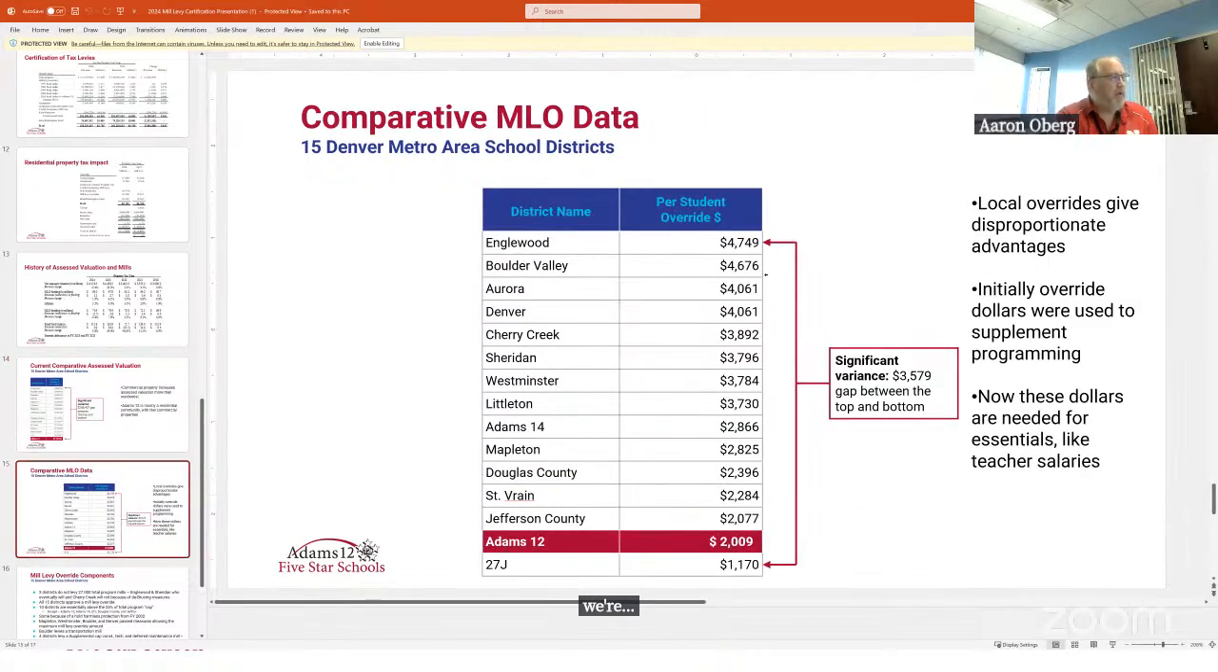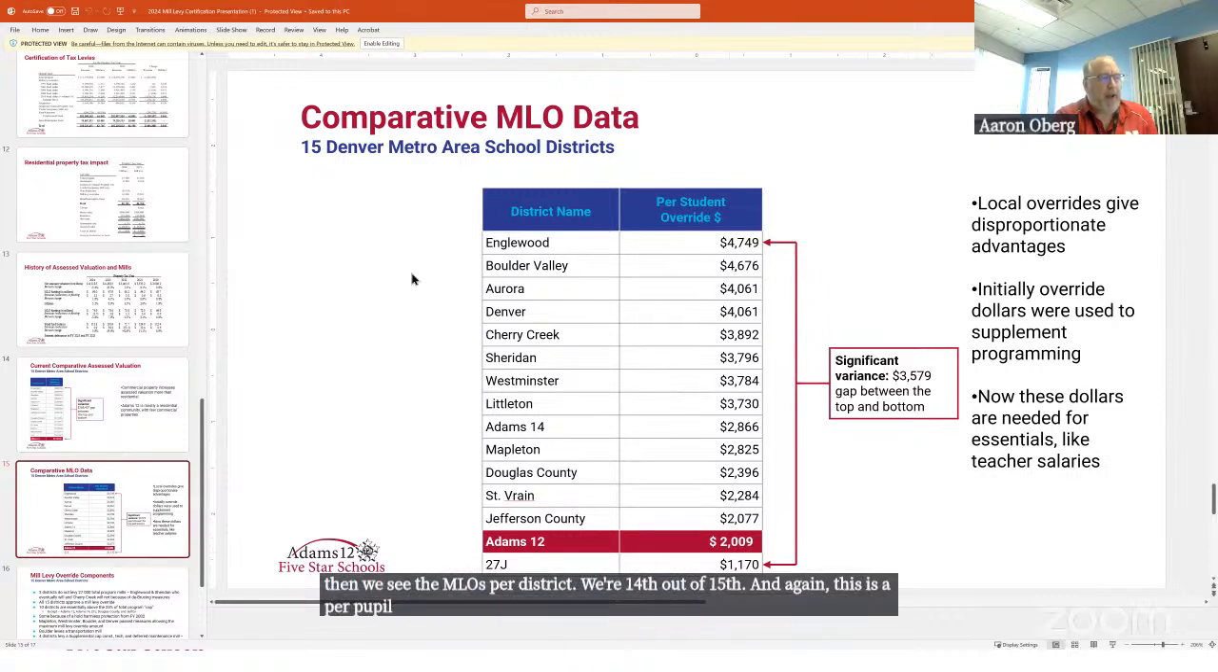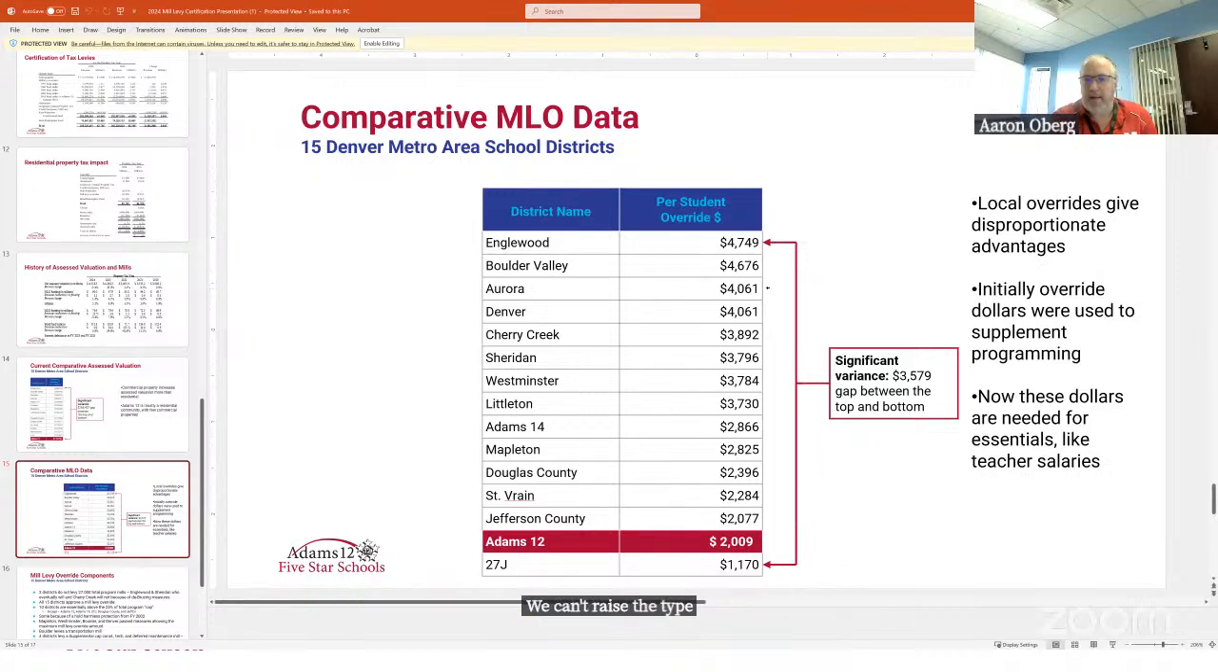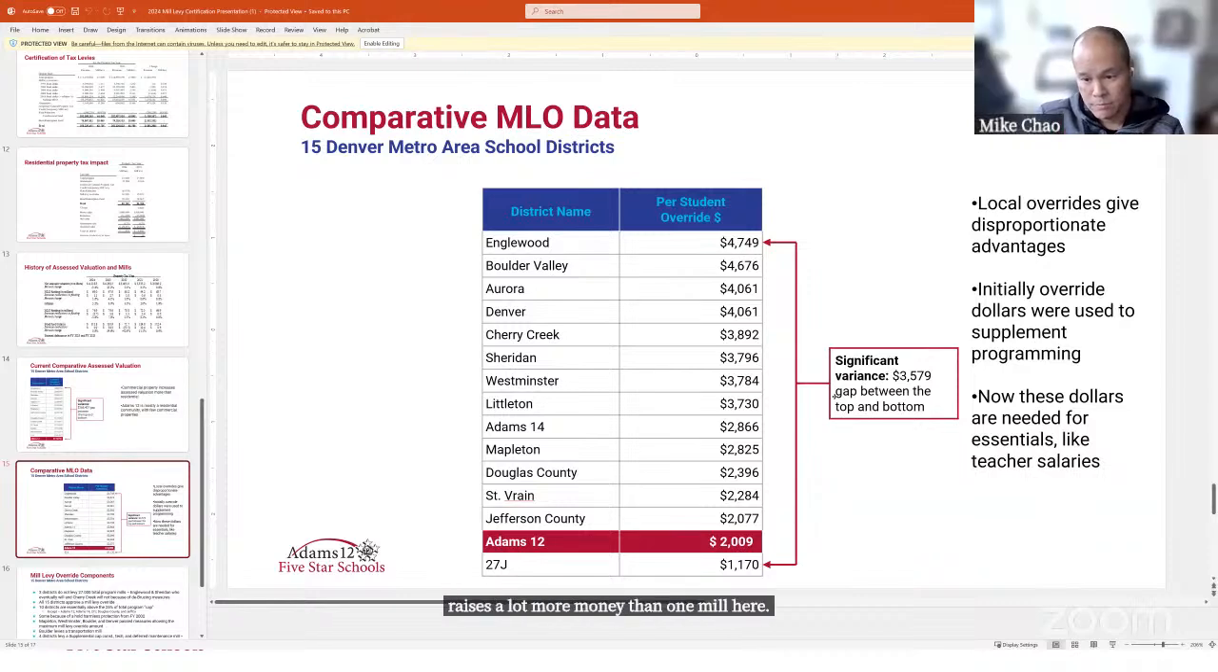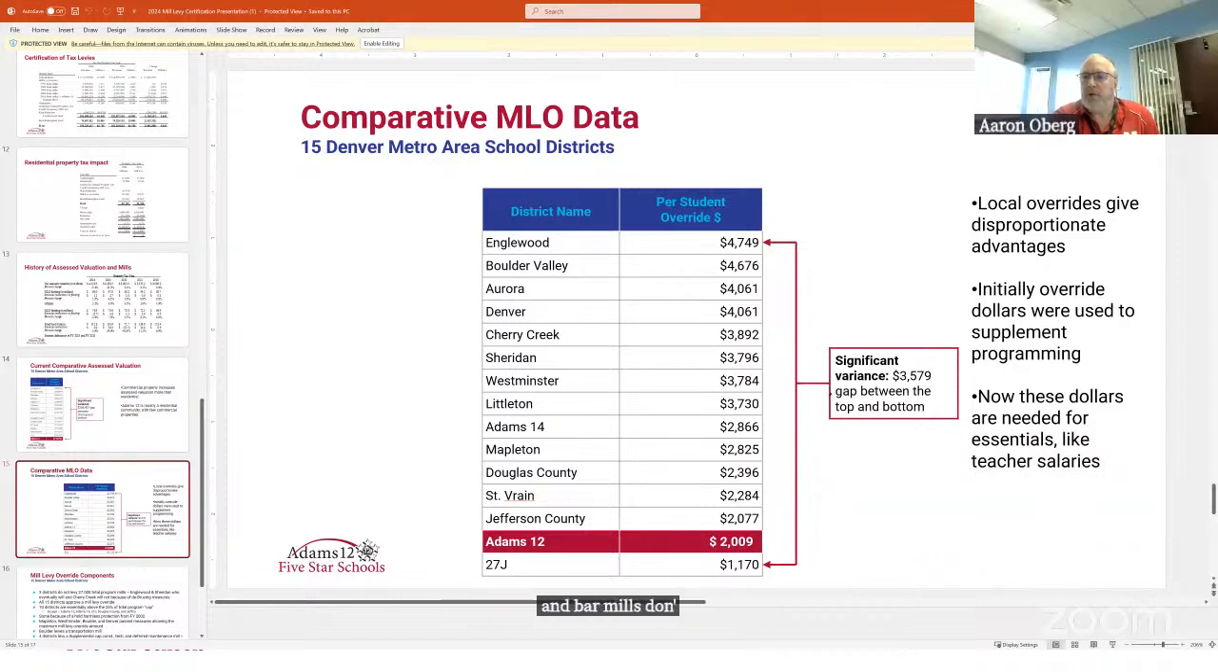Then we see the mills per district. We're 14th out of 15th. And again, this is per pupil. We can't raise the type of money that Boulder can. 1 mill at Boulder raises a lot more money than 1 mill here. And our mills don't grow, theirs do. Theirs grow by the amount that their School Finance Act revenue grows, and they can levy to the maximum amount allowed by state law, and we cannot.